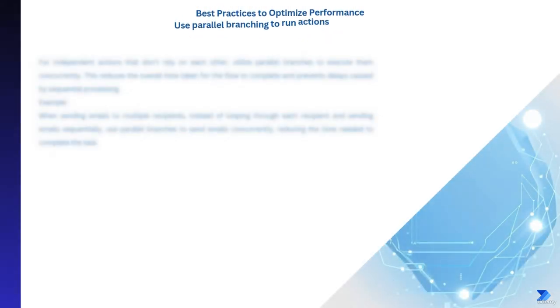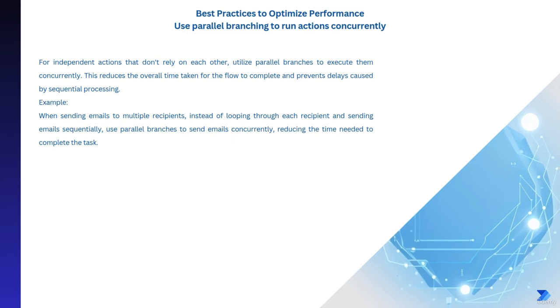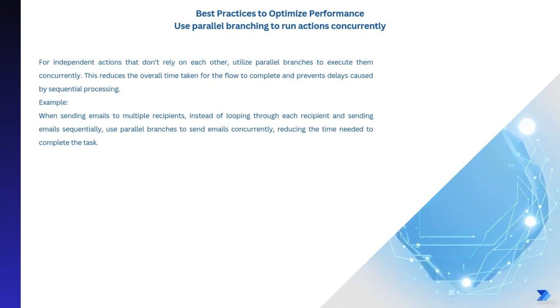Use parallel branching to run actions concurrently. For independent actions that don't rely on each other, utilize parallel branches to execute them concurrently. This reduces the overall time taken for the flow to complete and prevents delays caused by sequential processing. Example: when sending emails to multiple recipients, instead of looping through each recipient and sending emails sequentially, use parallel branches to send emails concurrently, reducing the time needed to complete the task.